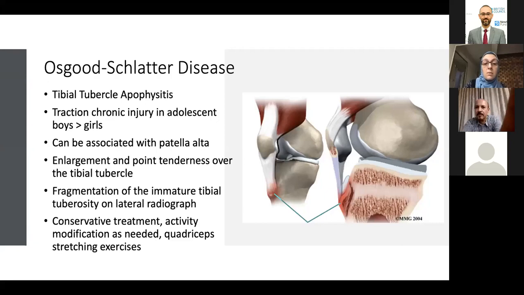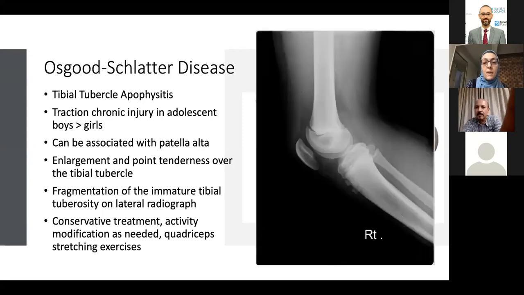The boy usually presents with a painful, tender swelling at the site of the tibial tuberosity, unilateral or bilateral. Usually the treatment is conservative because all he needs is rest and anti-inflammatory to decrease the traction injury that has caused the apophysis or the terminal fibers of the tendon to inflame. This is the characteristic appearance on the X-ray lateral view. You see fragmentation of the apophysis at the tibial tuberosity.